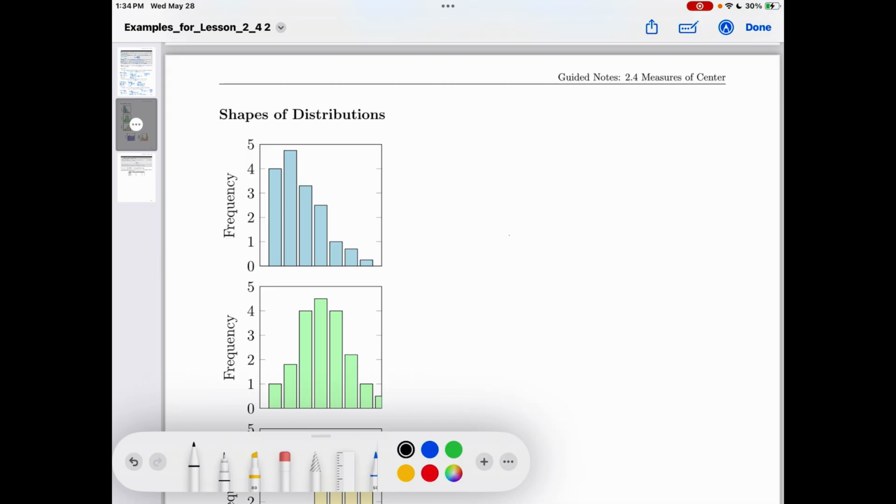So now let's look at some common shapes of data distributions and how they're related to the mean, median, and mode. We're going to first start with a skewed right distribution. So this first graph here, a histogram, is what's called skewed right. Sometimes it's also called positively skewed because we associate positive with going to the right on the number line. Now, with this shape, the tail on the right side of the graph is longer.